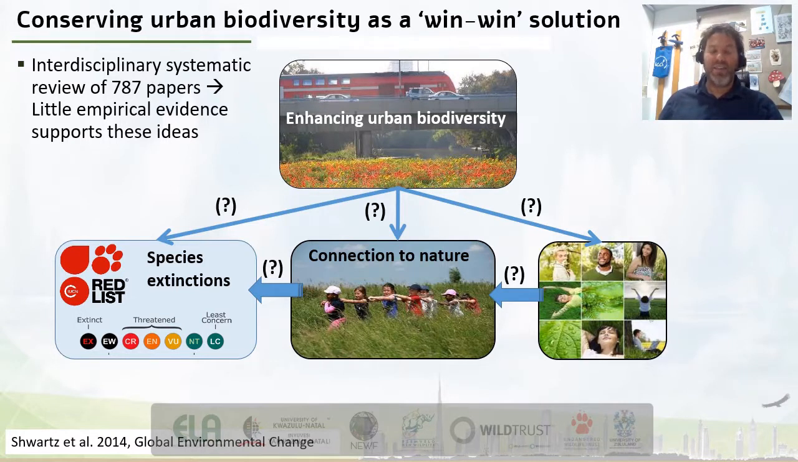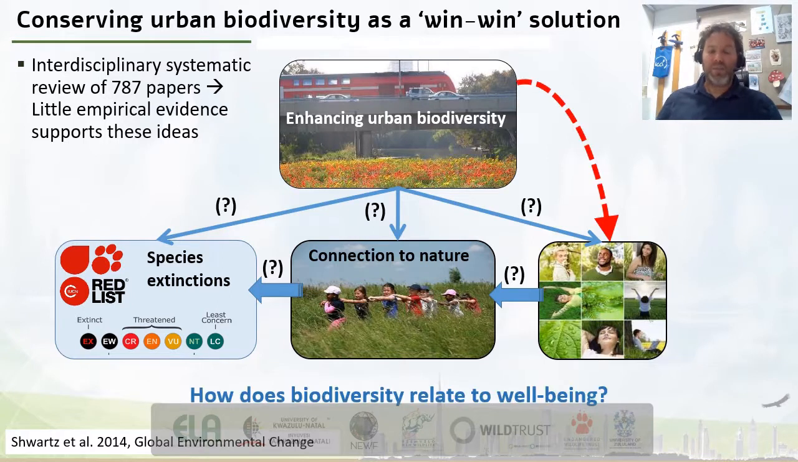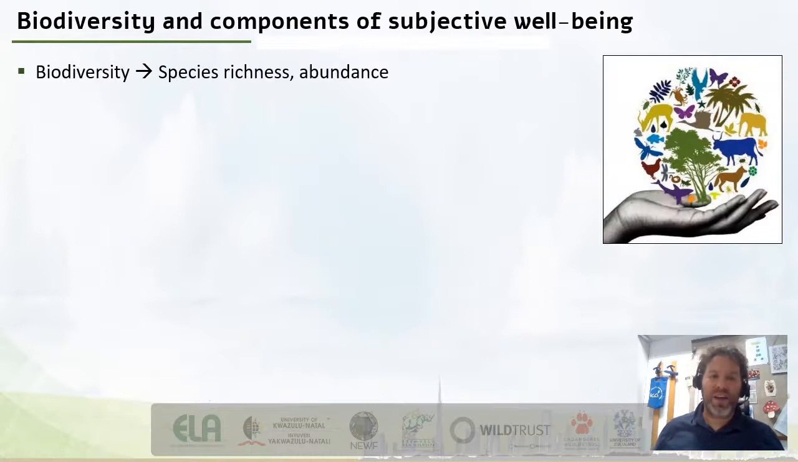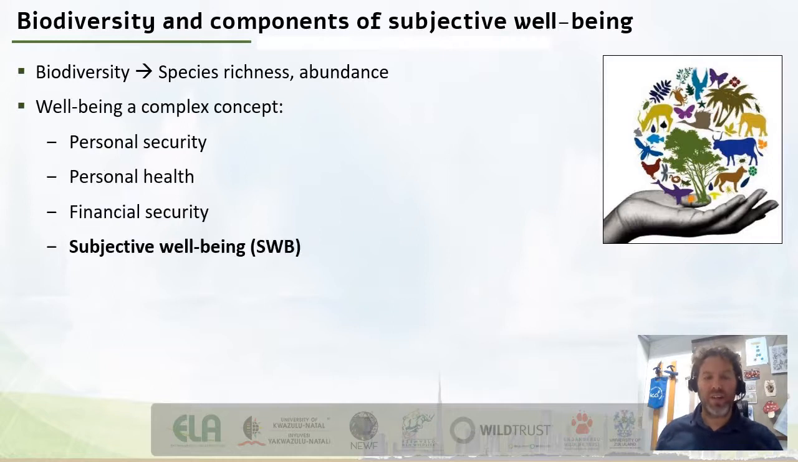Since then, I have been studying these relations. Specifically today, I would like to talk about the relationship between biodiversity and well-being. How does biodiversity relate to well-being? For biodiversity, we study species richness and abundance, and I will focus today on species richness. For well-being, which is a more complex concept, there are different components that influence our well-being.